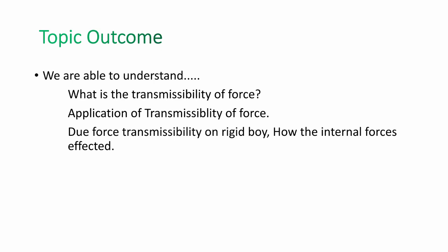Then we have seen the application of the transmissibility of the force. We took the rigid body, initially subjected it to tensile forces, then shifted to compressive forces, and then finally there are no internal forces. That means we brought the P1 and P2 forces to the middle point, and finally no internal forces develop. This way we applied the transmissibility of forces from one point to another, and saw various parameters. Due to the force transmissibility on a rigid body, how the internal forces are affected, that is what we have discussed.